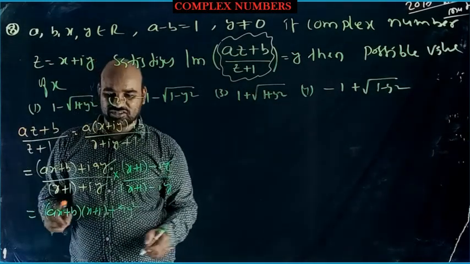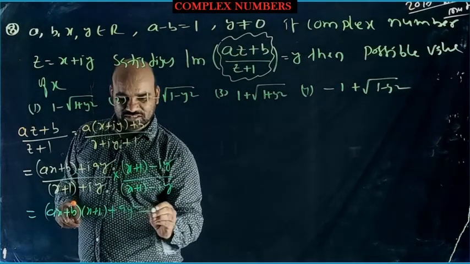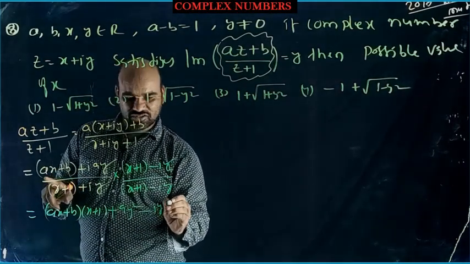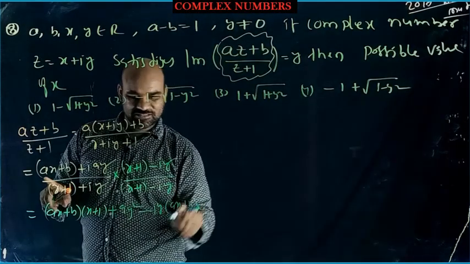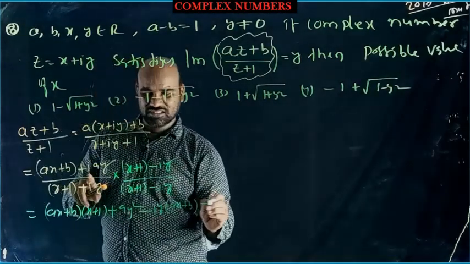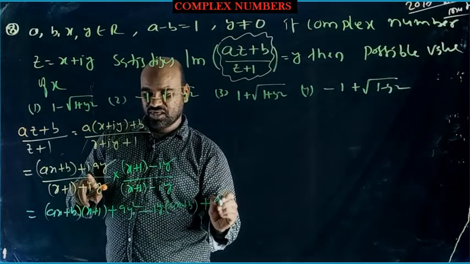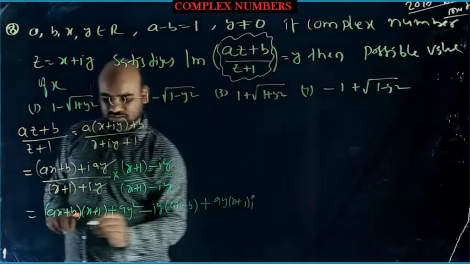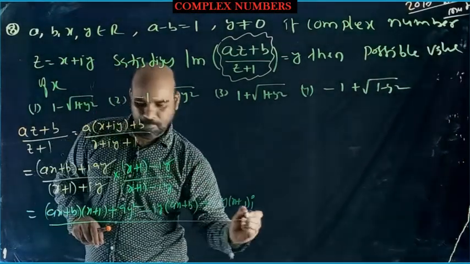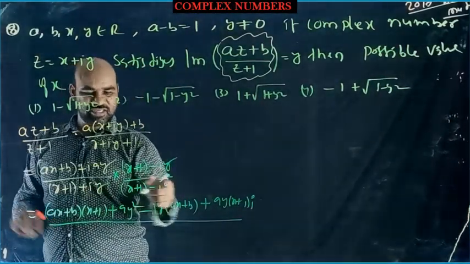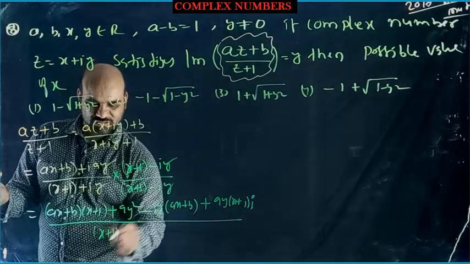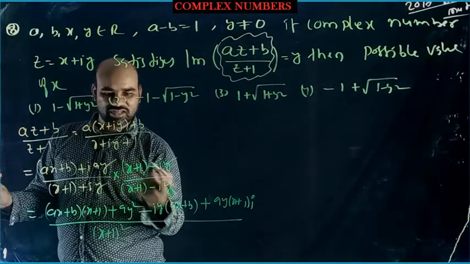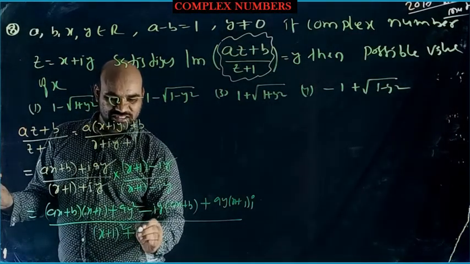So this is the real part. Now I want to find the imaginary part. This with this, minus iota y into (ax plus b), and this with this, plus ay of (x plus 1) into iota. In the denominator, (x plus 1) whole square minus iota square y square. Iota square is already minus 1, so we get plus y square.